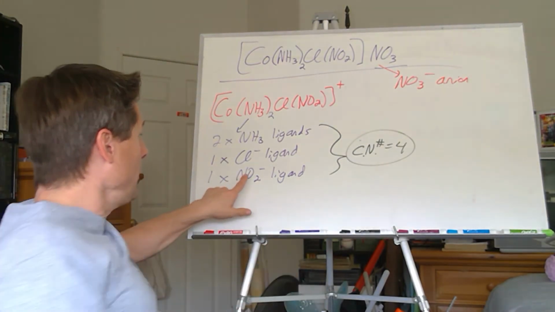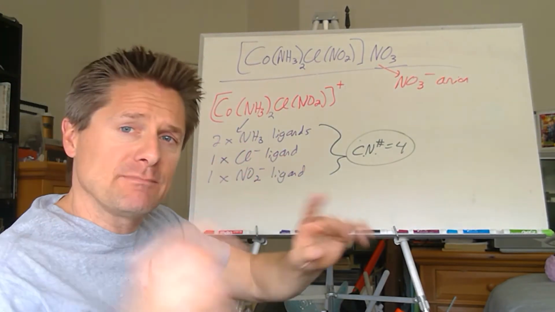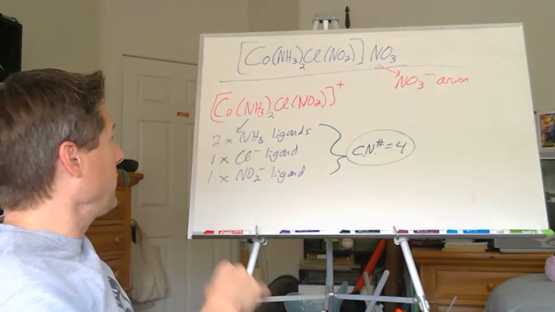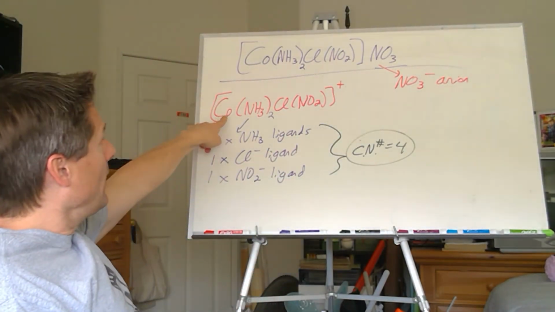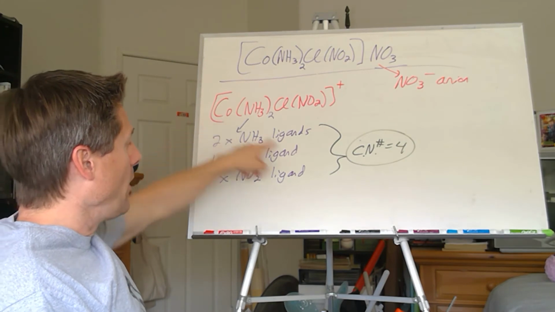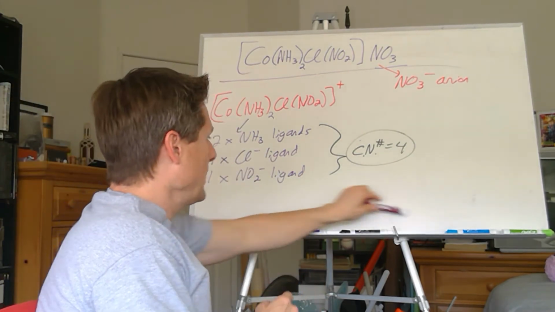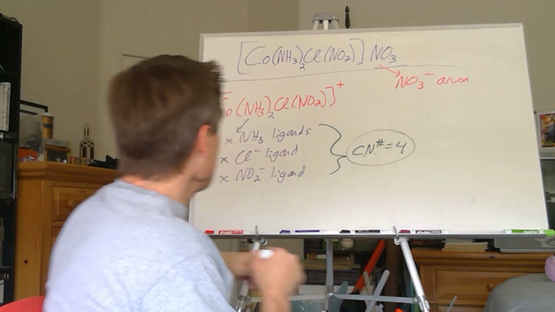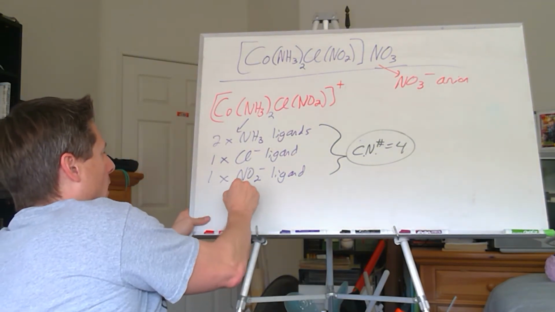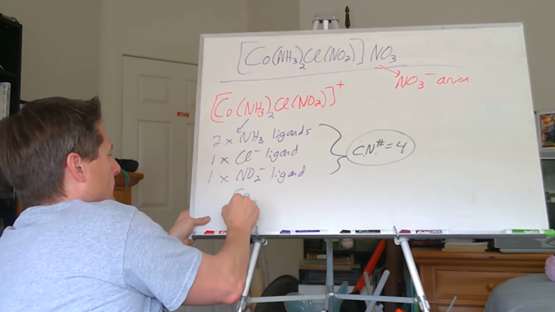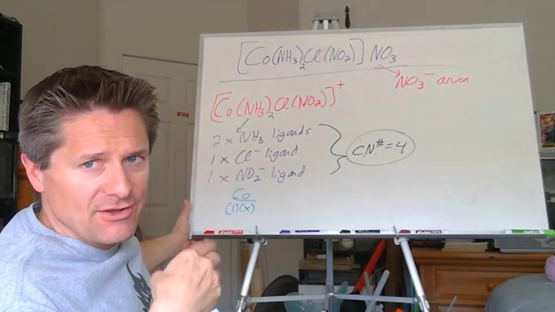All right, but everybody good? 1, 2, 3. I have 4 monodentate ligands. Pop, pop, pop, pop, attaches in 4 places. Now let's look at what's the oxidation number on that cobalt. Let's break it down. You ready? So we've got 1 cobalt. If you can see it in your head, you don't have to do all this.